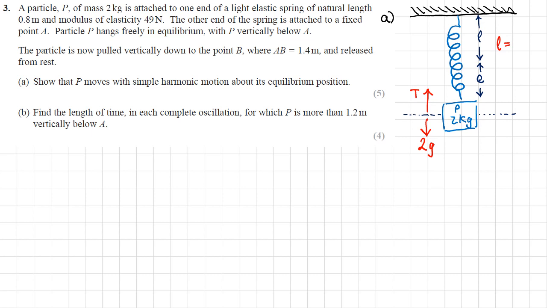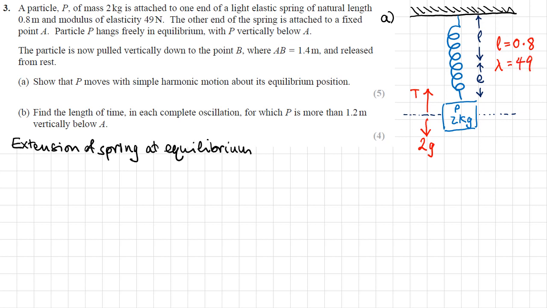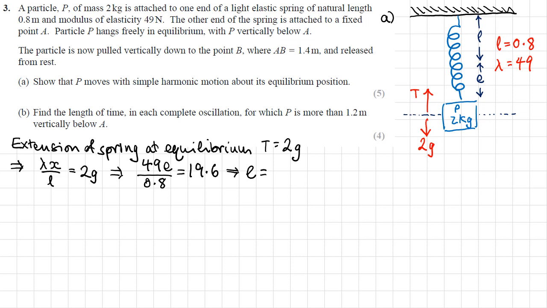So L is equal to 0.8 and modulus of elasticity 49. So as I said, what I'm going to do now is to calculate the extension of the spring at equilibrium. So that's T is equal to 2G, those forces are balanced. T is just going to be lambda x over L is equal to 2G. So we can put in lambda 49, and x is actually this extension that we want to work out, divided by L, which is 0.8, is equal to 2G, that's 19.6. So we can now solve for x. So 19.6 times 0.8 divided by 49 gives me 8 over 25, or 0.32 meters. Okay, I'll just write it down as a decimal, 0.32 meters. Right, so we're now going to use our equation of motion.